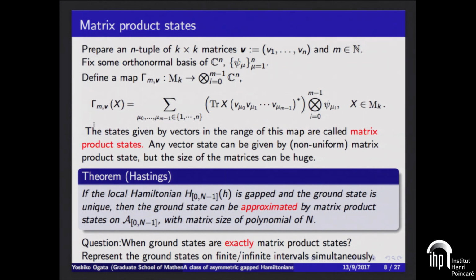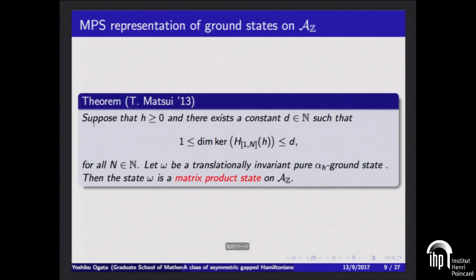But the question I would like to ask here is rather more conservative. This is very nice for sure, but the question I would like to ask is a more conservative one. I would like to know when these ground states are exactly matrix product states. What I would like to do is to represent the ground state on finite intervals as well as infinite intervals simultaneously. And the question is when such a thing is possible. Of course, not all gapped Hamiltonians allow such a representation, but the question is when such a representation can be possible. That is the question I'd like to ask.